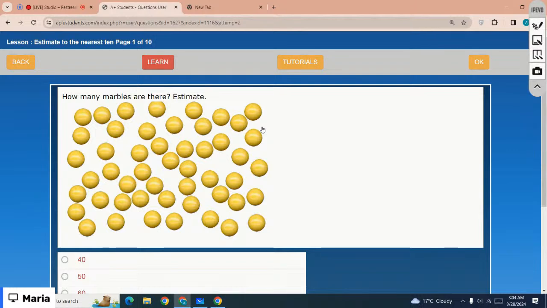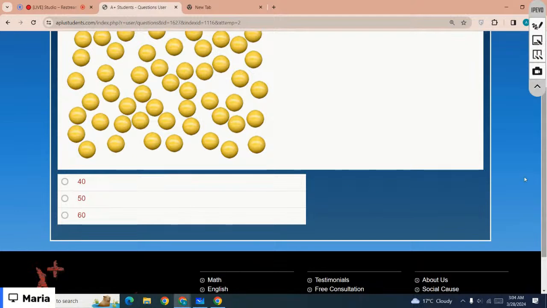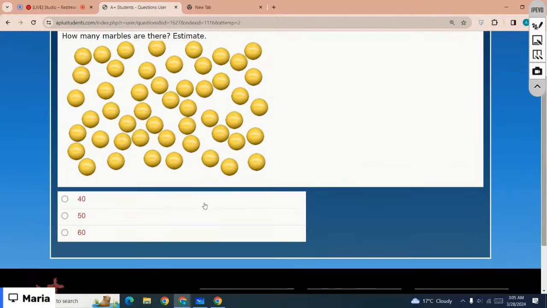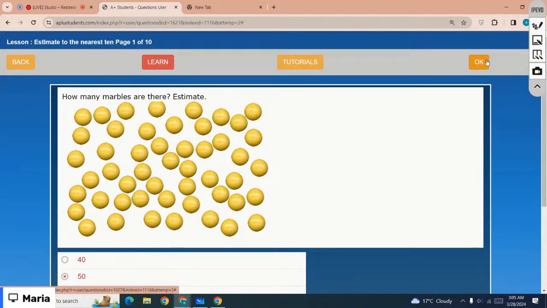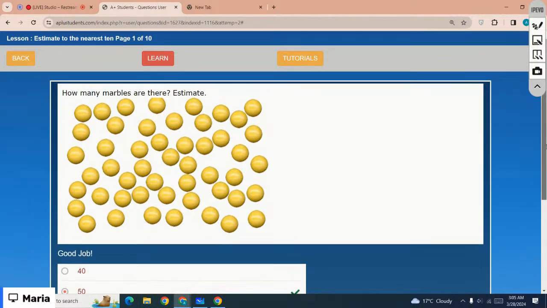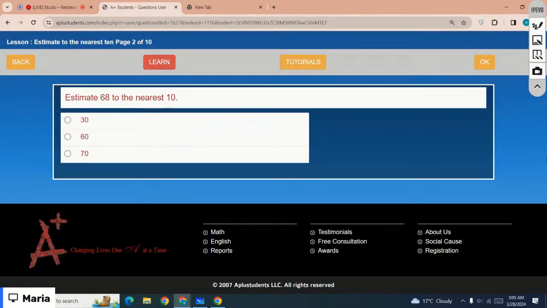I think they are around 50, right? Let's see which is the correct option. The correct option is 50. Yes, they are 50. That is just an estimation. I haven't counted these marbles. I'm just looking at these marbles and making an estimate that they are around 50. Got it?